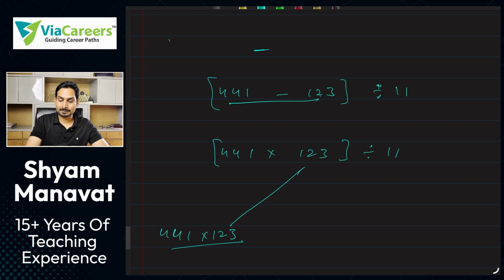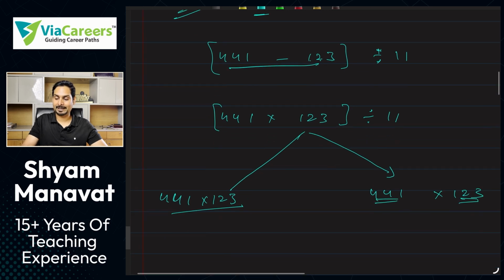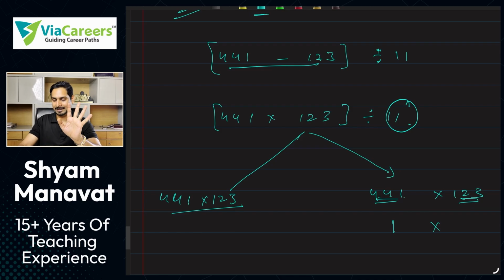Yeah? The sole objective in this chapter, in this concept, is to find what? The remainder. Okay? The other method is what? You take 441 and 123 individually and check the remainder for each term divided by the common divisor 11. Like 441 divided by 11, the remainder is 1. And 123 divided by 11, the remainder is 2.